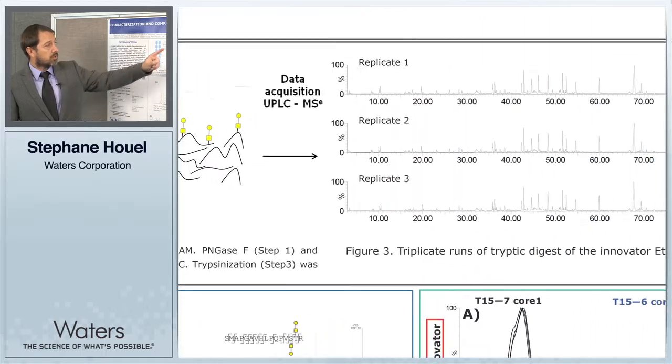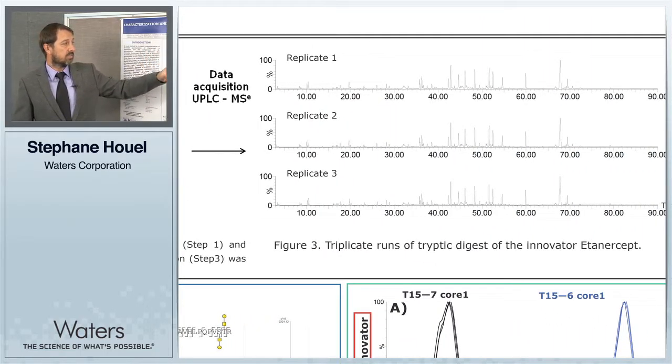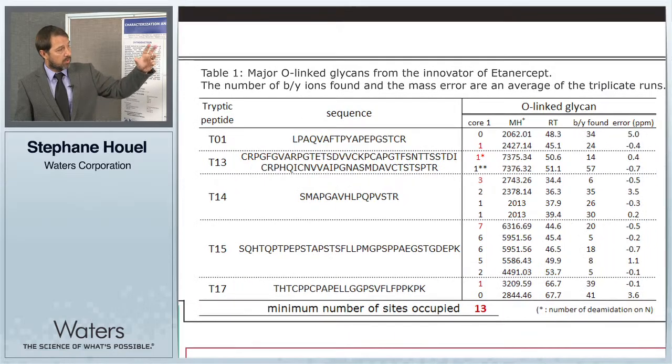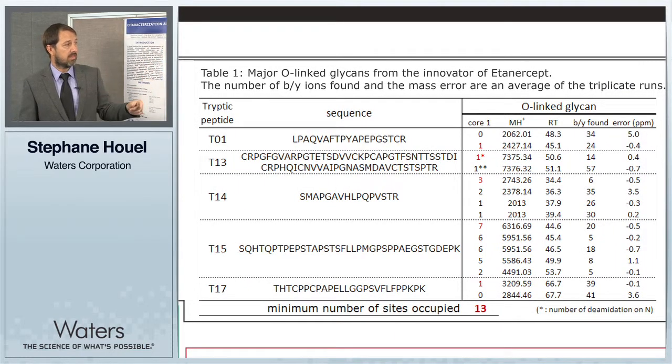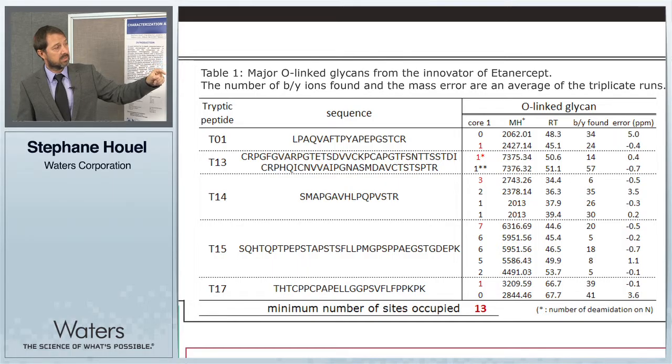On figure 3, you can see we ran the same sample 3 times. We have 3 replicates, and after that, we process the data with BiopharmaLynx. In table 1, you have the result of this triplicate analysis. To qualify a peptide, we needed to have at least 5 b and y ions, and on the precursor mass, an error of plus or minus 5 ppm.